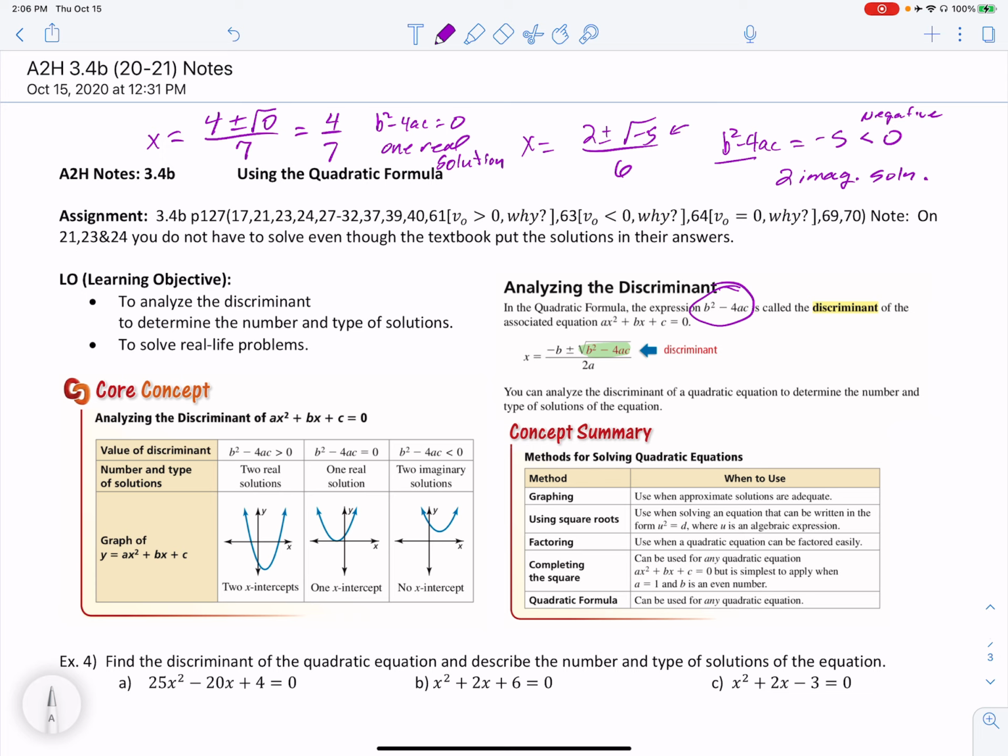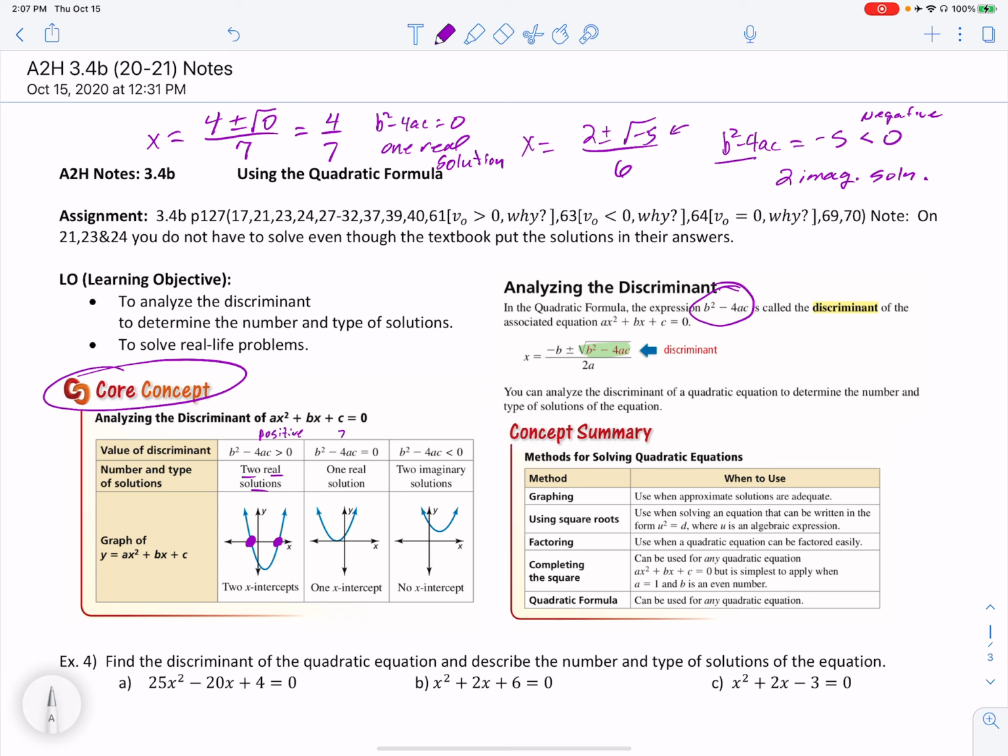So that's what this says right here in this core concept. In this first one, when b squared minus 4ac is greater than 0, that's just a fancy way of saying it is positive. You're going to have two real solutions. And graphically, that means we're going to have two places that this parabola intercepts the x-axis, because they are real values where it crosses.